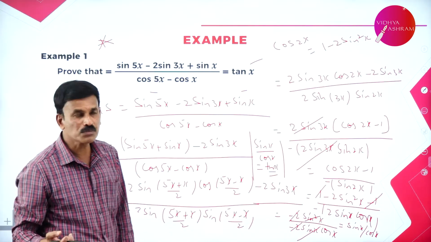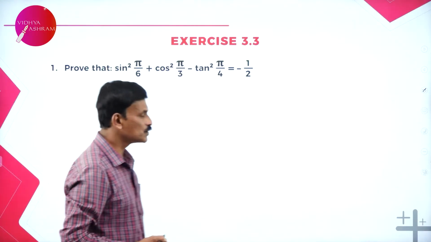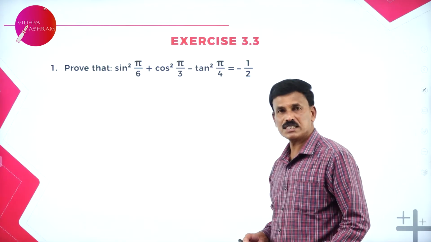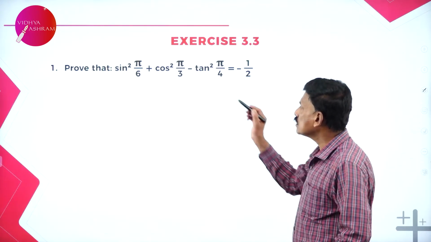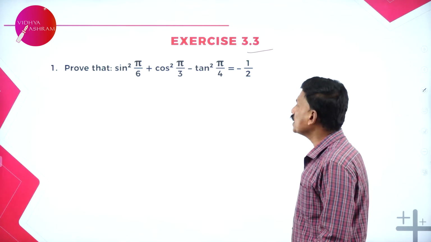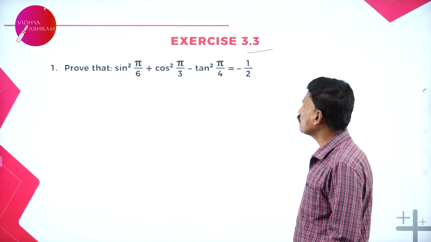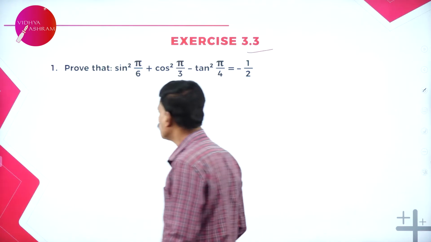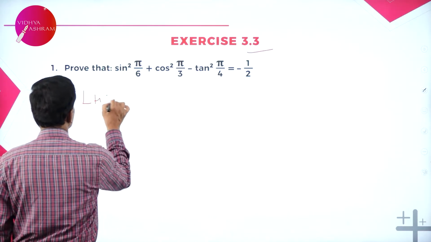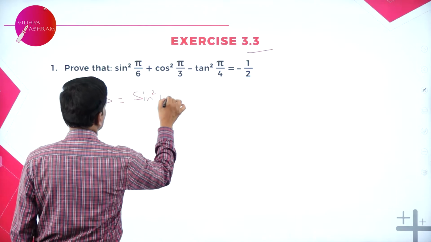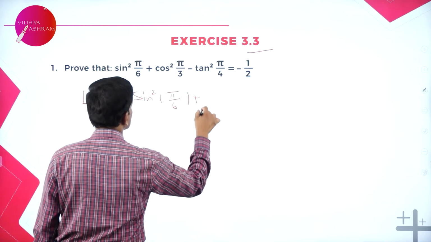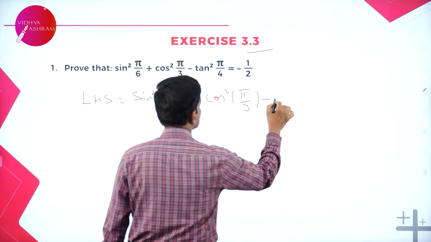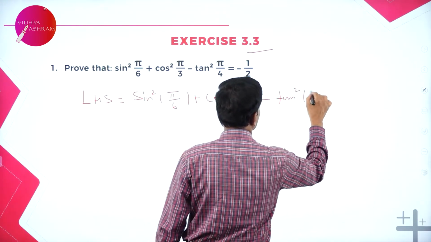Now let us come to the next problem. What is the next problem? So based on trigonometrical ratios of standard angles. In the previous class we have discussed the standard angles. Exercise number 3.3. Prove that sin square pi by 6 plus cos square pi by 3 minus tan square pi by 4 is equal to 1 by 2. Now let us take LHS. What is LHS? Sin square pi by 6 plus cos square pi by 3 minus tan square pi by 4.